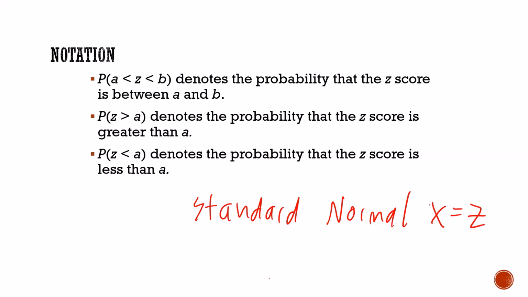This is exactly what it sounds like. Between A and B, right, it's the probability that the z-score is between A and B, right?